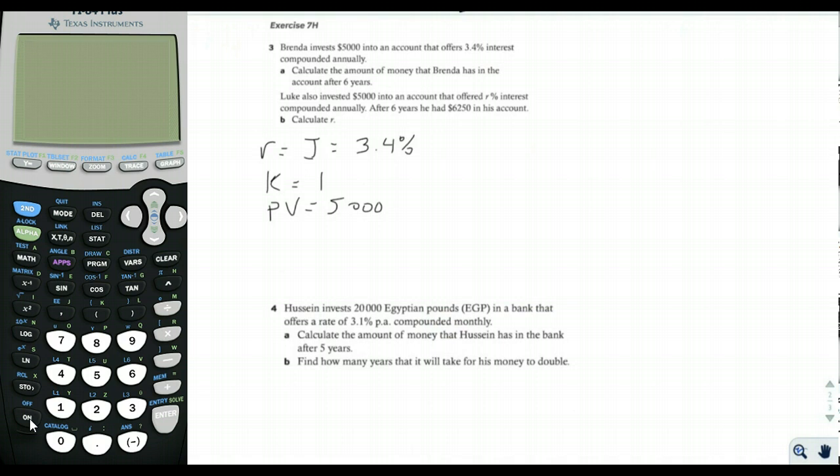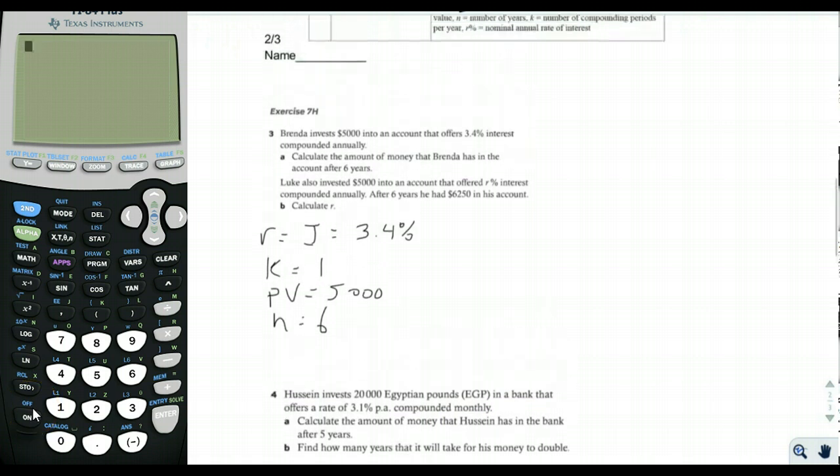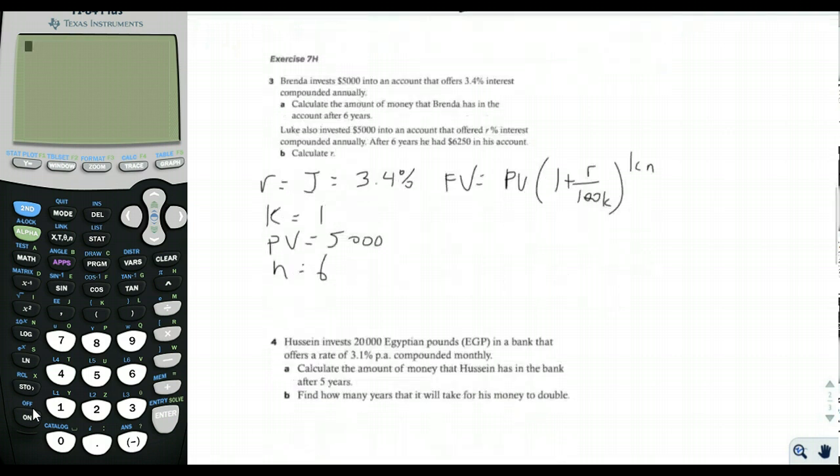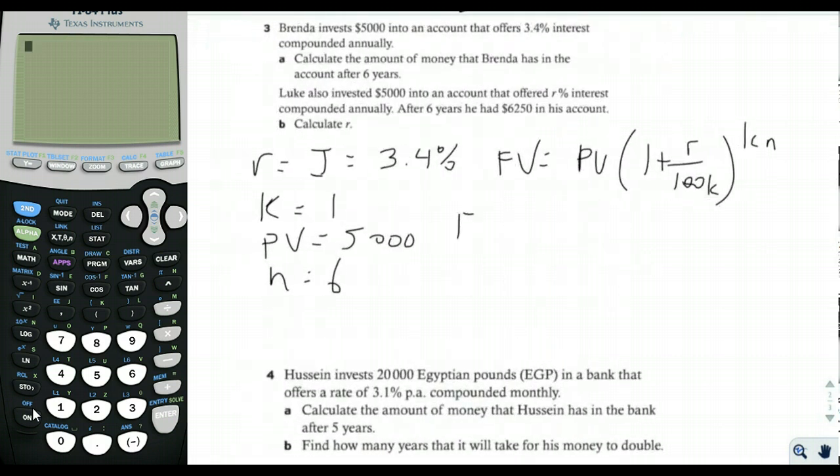And calculate the amount of money that Brenda has in the account after 6 years. So N would be 6. So if we were going to put that in the equation, it would be FV equals PV times 1 plus R over 100K to the Kn. So here we don't know FV, we do know PV is 5,000. We know that R is 3.4 over 100, K to the N.